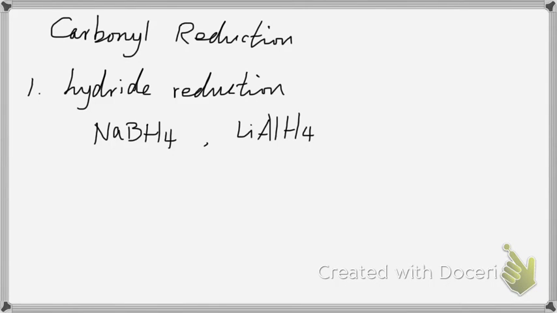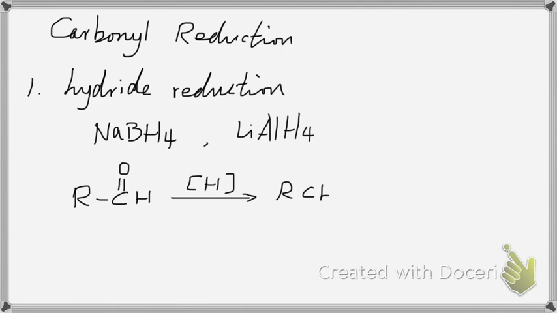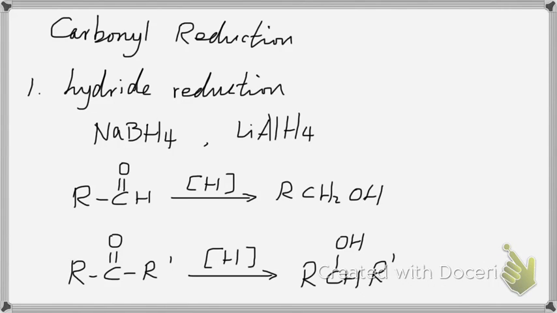Now we will take a look at the reduction of carbonyl groups in ketones and aldehydes. Some of the reactions are the ones we've learned before. The first one is the hydride reduction. The reagent is sodium borohydride or lithium aluminum hydride. And we've learned that aldehydes can be reduced to primary alcohols, and the ketones can be reduced to secondary alcohols.